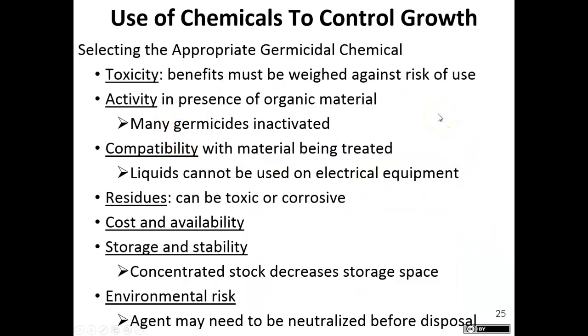I'm going to stop here because once we come back, we'll be into the chemicals that are controlling microbes. This is a good area to stop, and then I'll finish up with chemicals, okay?